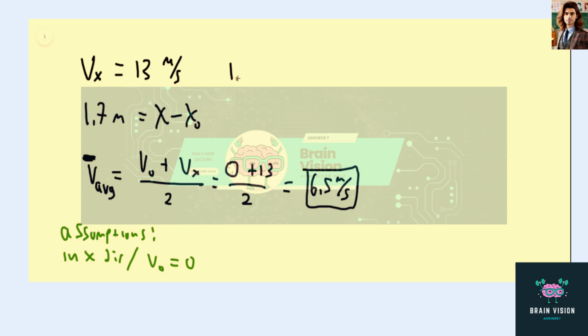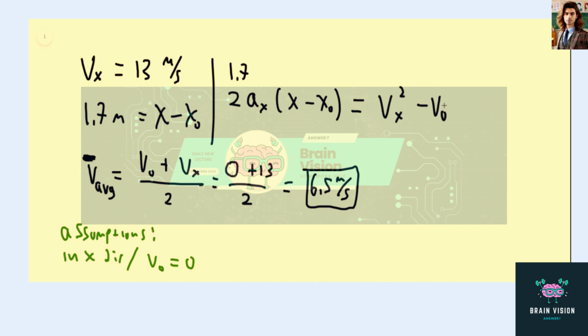I'm going to use equation 1.7, which says that 2 times the acceleration in the x direction times the displacement in the x direction, the change in distance, which is 1.7 meters, equals Vx squared minus V naught x squared. Plugging in the numbers: 2 times the acceleration we're trying to find, times the change in position, 1.7 meters. The initial velocity is 0, so that term is 0, and that equals 13 squared.